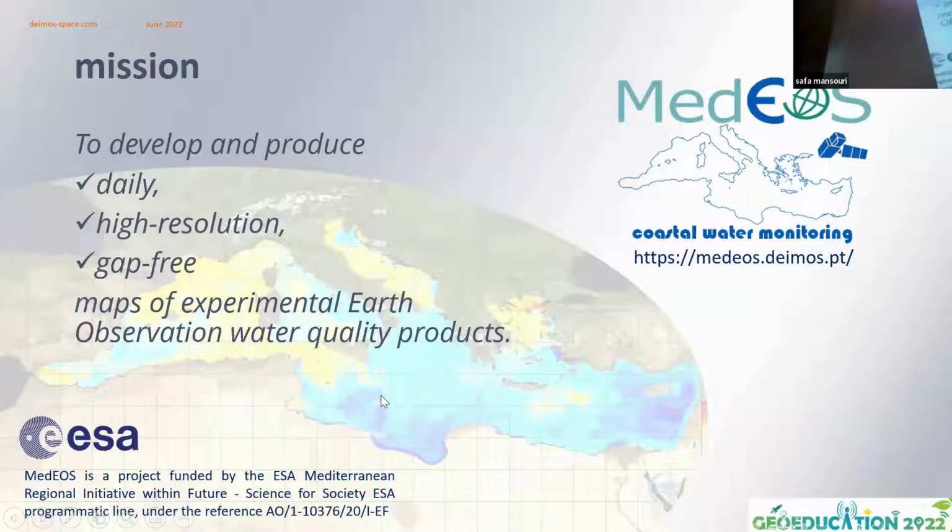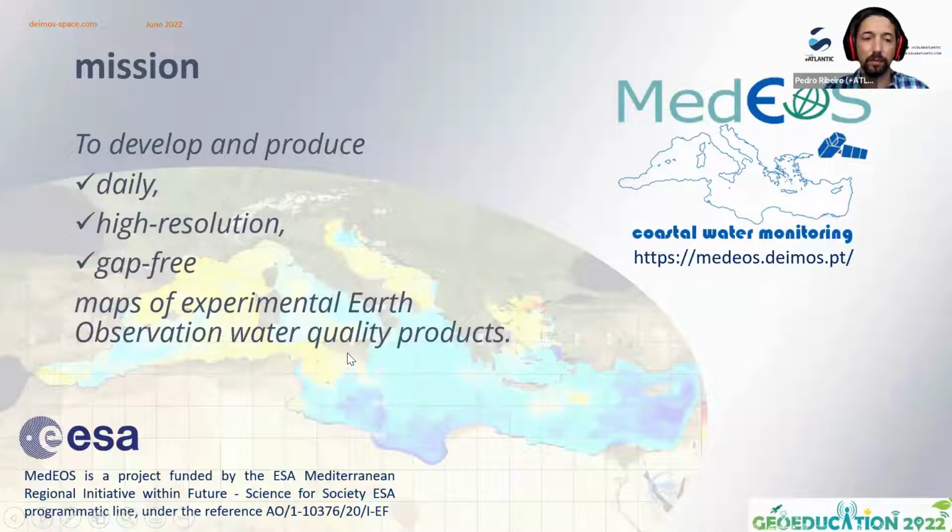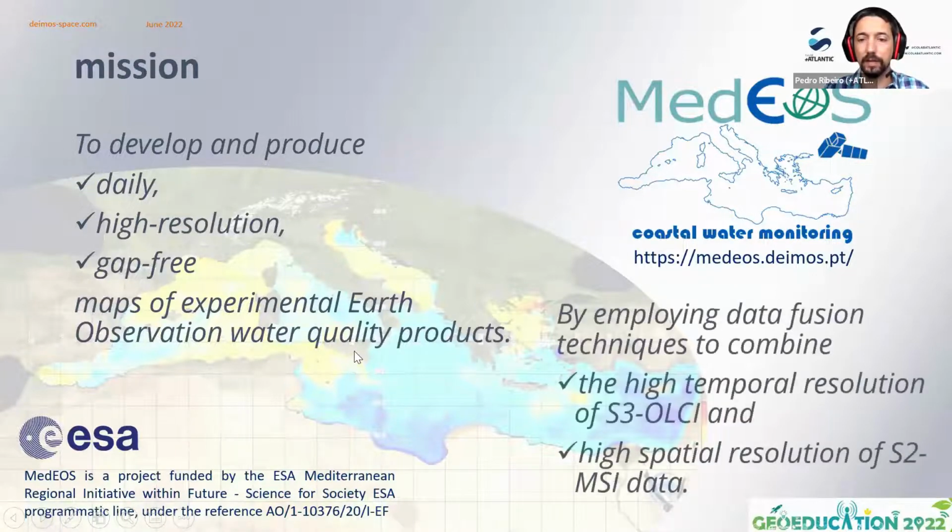So the main objective of this project is to develop and produce daily high-resolution gap-free maps of a set of experimental Earth observation-based water quality products. And the main idea is that we employ data fusion techniques to combine the high temporal resolution of Sentinel-3 with the high spatial resolution of Sentinel-2.